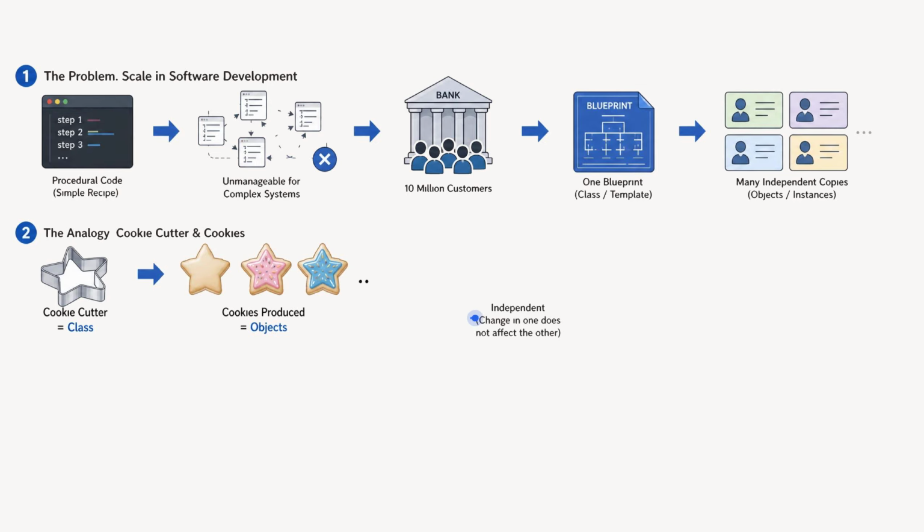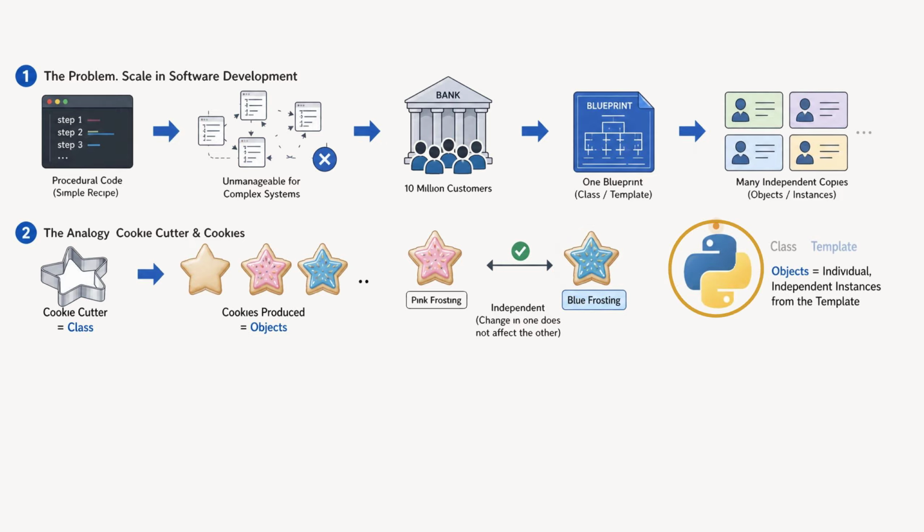Crucially, these objects are completely independent from one another. If you decide to apply pink frosting to this first cookie and blue frosting to another, changing the first one has absolutely no effect on the second. When we program in Python, your class is that master template, and the objects are the individual instances created from it. Now, let's look at how this process actually works in code by following 4 logical steps.